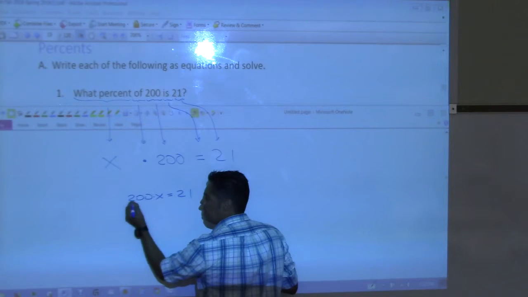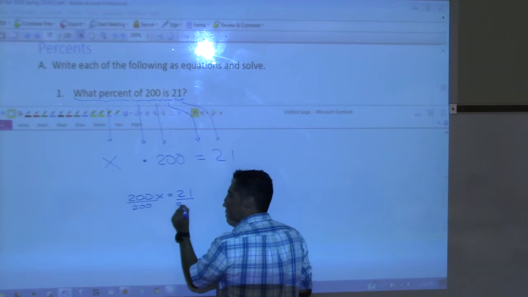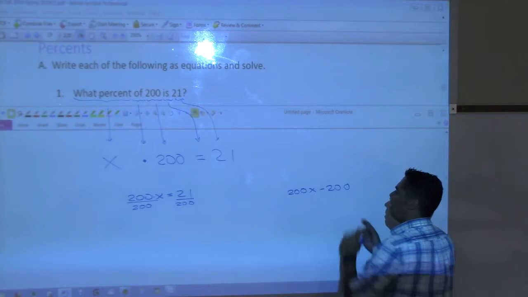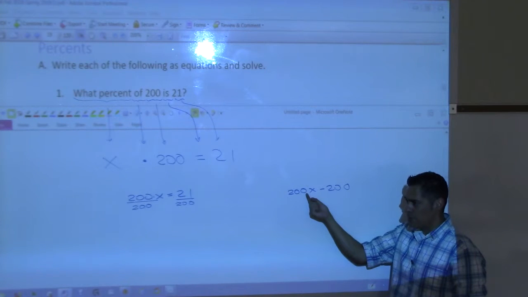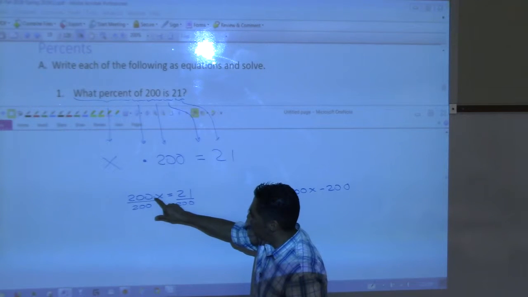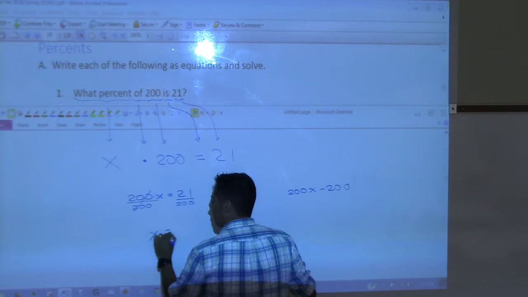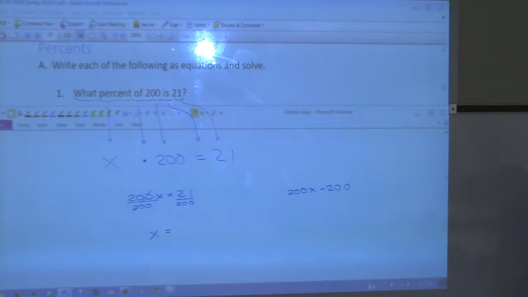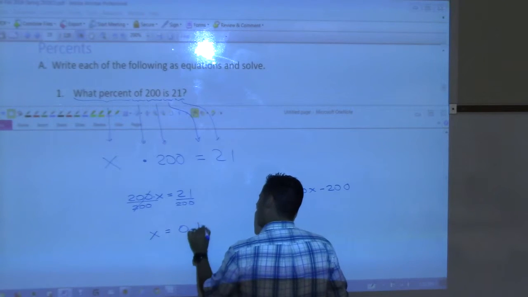To get rid of the 200, we will divide this side by 200 and divide by 200. We don't subtract, because these are not like terms. You can't take 200 away from 200x. So instead, because it's attached to the x with multiplication, we divide. 200 divided by 200 is 1, so we get x. And then over here on my calculator, I'm going to do 21 divided by 200, and I'm getting 0.105.